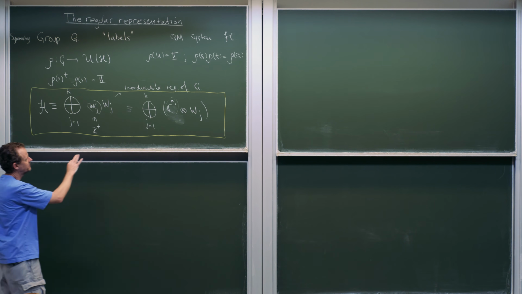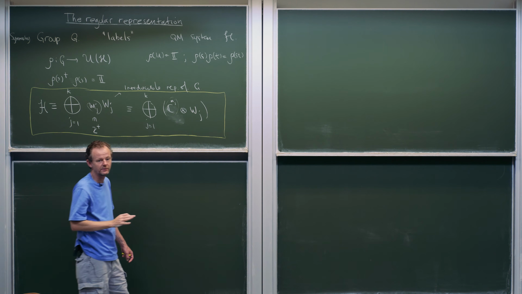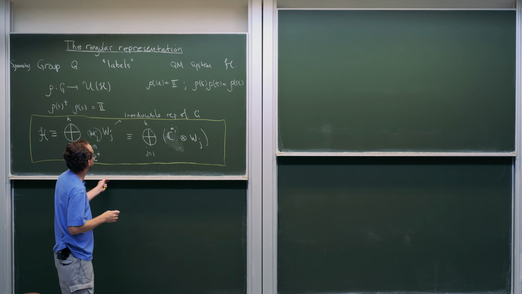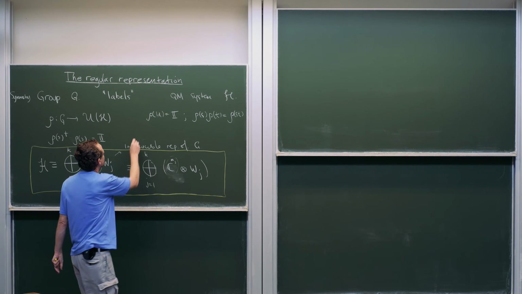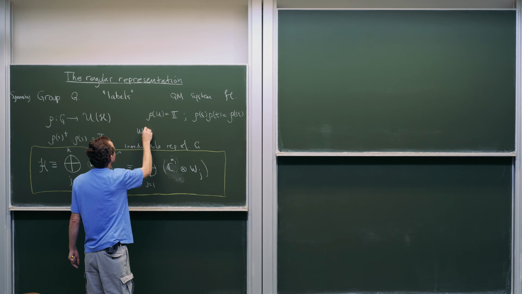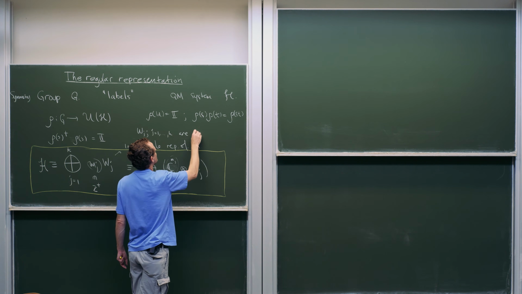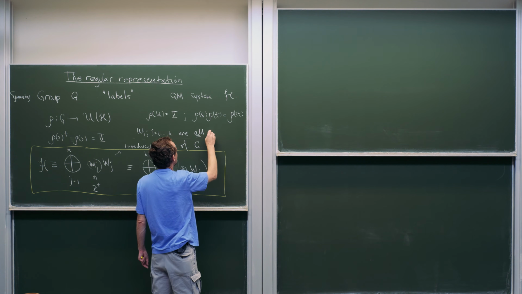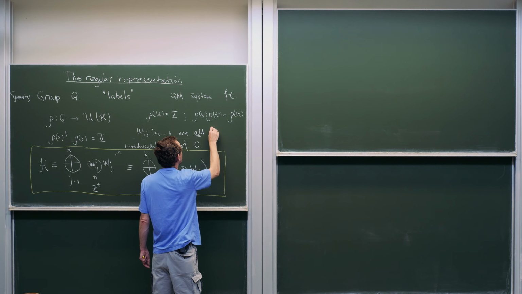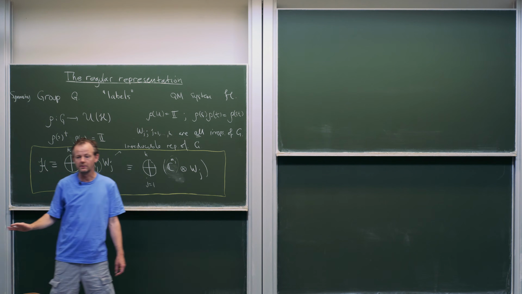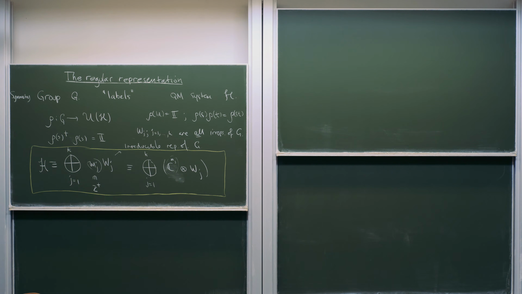Before I move on to explaining why I find this very, very interesting, I should just, of course, set the notation. I didn't quite do that. Namely that Wj, for j equals 1 to k, are all irreps of G. Today we're going to answer the question, how do we find these irreps? How can we build these irreps?